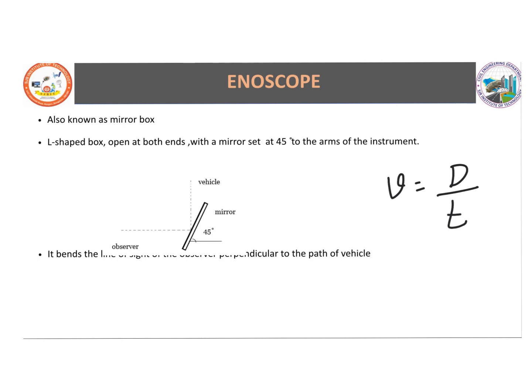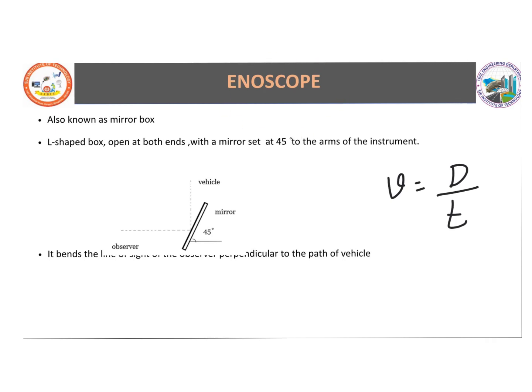The second method is the one which doesn't require the determination of time. One example is the radar speedometer, and the third method is the photogrammetric method. Within the first method, the most commonly used approach for determination of spot speed is by using the inoscope.